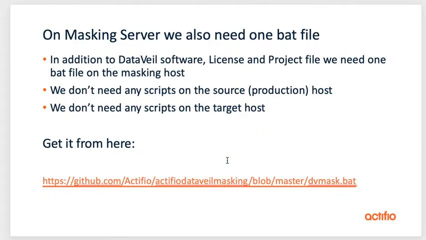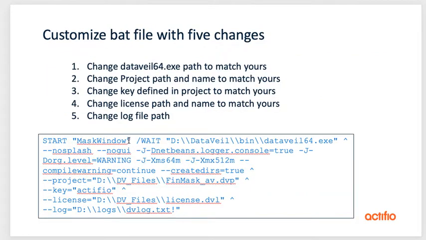The last thing we need to do on the masking server is create a BAT file. The BAT file is used to assist the Actifio workflow to find all the bits. So we need the DataVal software, we need a license file and a project file, as we've talked about, but we also need this BAT file. We can get the BAT file from GitHub. It's publicly available, download for free. In that BAT file, I've highlighted the section you'll need to change. There are more lines of this in the BAT file, but this is the bit that matters.